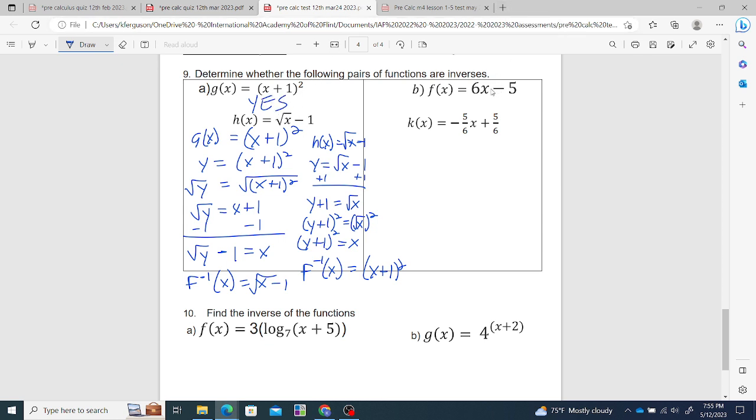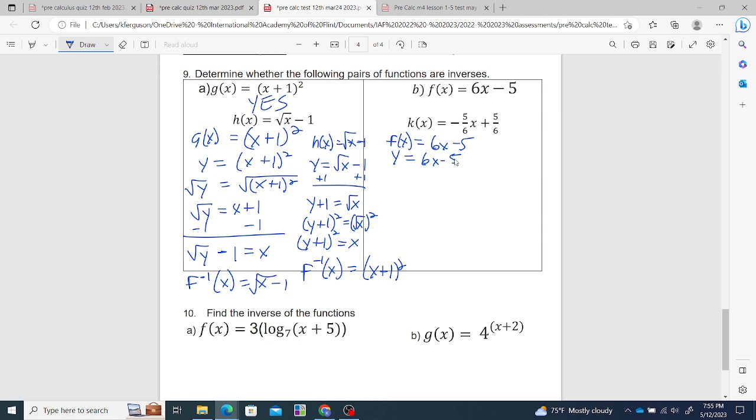So now I got to do the same here. So I'm going to start with the easier function. I'm going to start with f of x. So I got f of x equals 6x minus 5. I'm going to change this to y. So let's change that.